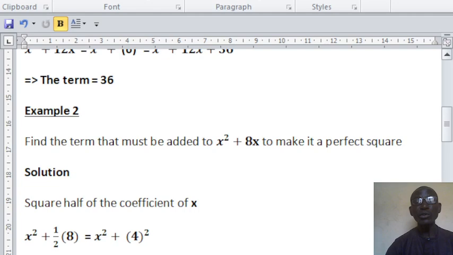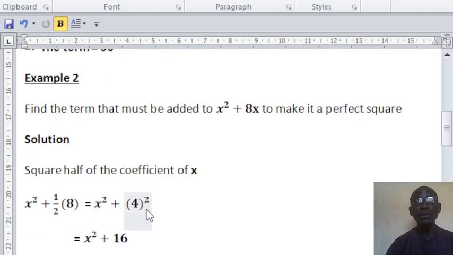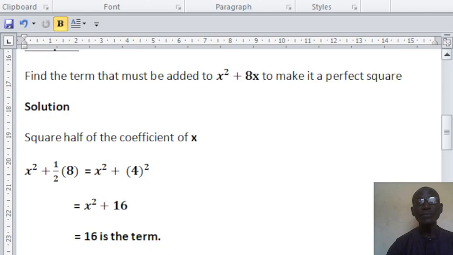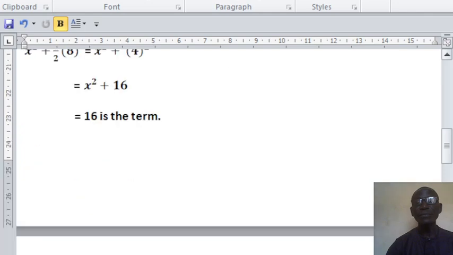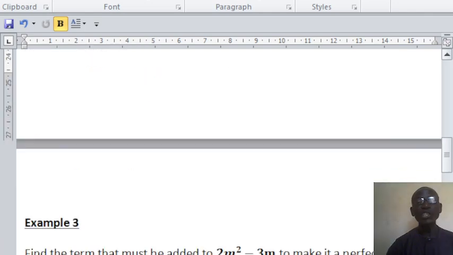So you have here x squared plus 4 raised to the power of 2, x squared plus 16. So 16 is the term that must be added to this expression to make it a perfect square. Now going further, for more clarification, you see example 3 there.